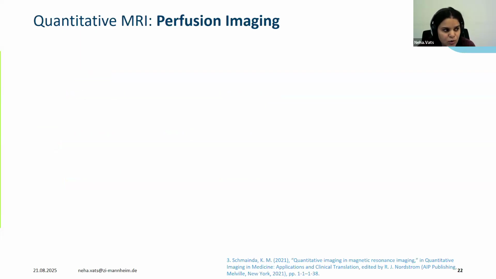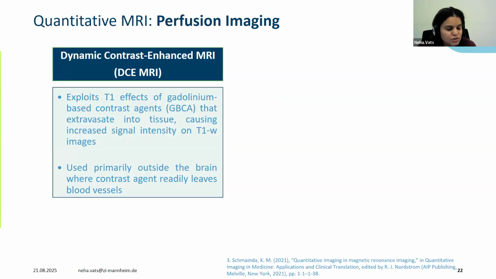Now, the third type of quantitative MRI imaging is perfusion imaging. First, we start with dynamic contrast enhanced MRI. That is one type of perfusion imaging. It exploits T1 effects of a gadolinium-based contrast agent.